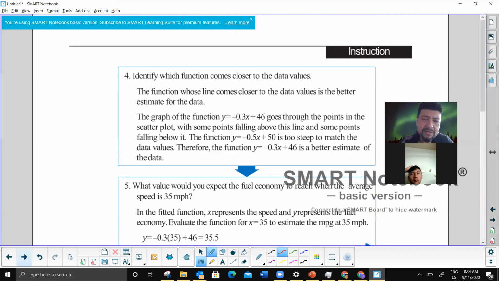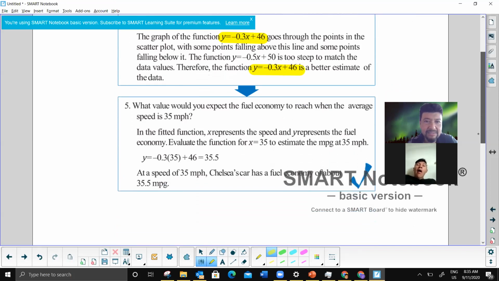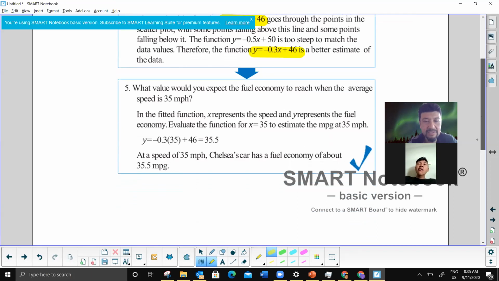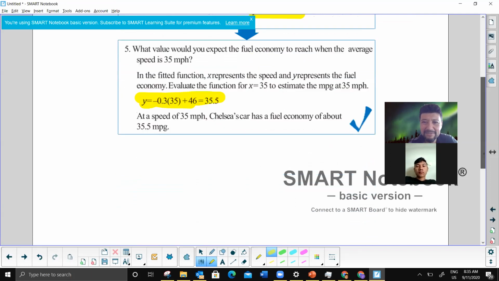All right, Marcus, read this question. Identify which function comes closer to the data values. The function whose line comes closest to the data values is the better estimate for the data. Graph the function. So Marcus, which one did we find out? We found out it was y equals negative 0.3x, because it's the one that was closest to the data, right? And this last one just wants us to know this value specifically. Good. Let's see what else we got here.